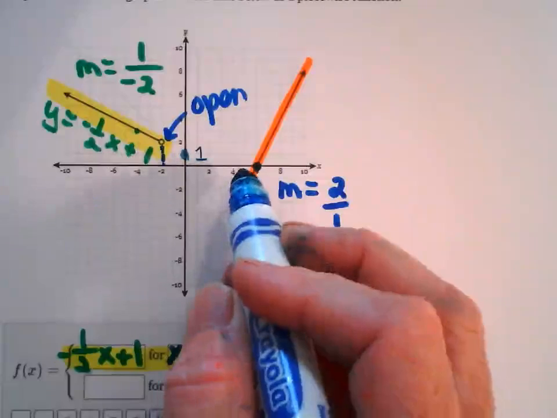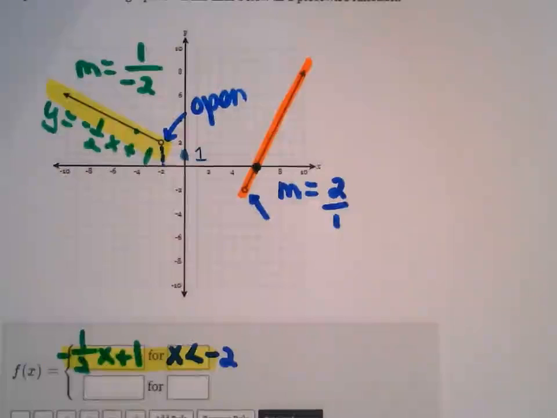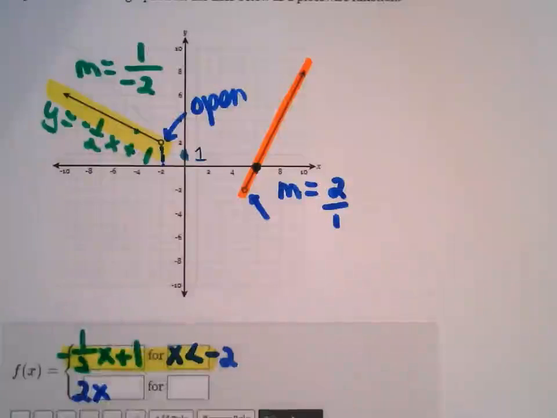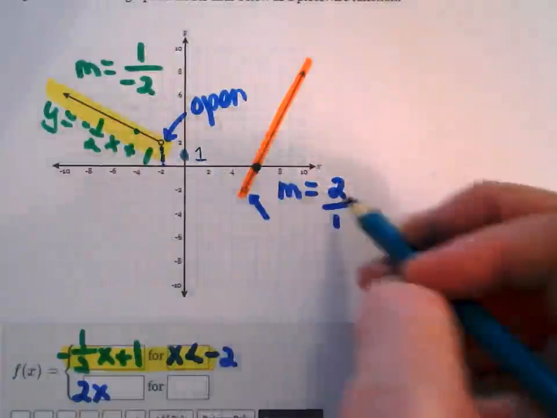So up 2, right 1 gives us a slope of 2. So we can come down, we can write 2x as our mx of this equation. Now, the tough part here is going to be extending this line. I don't see that I have a ruler. All right, so we're going to use the slope.